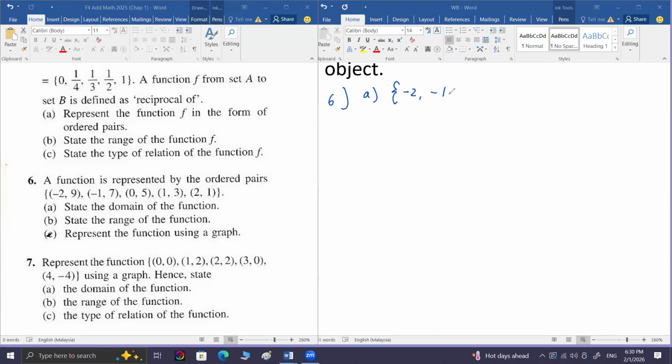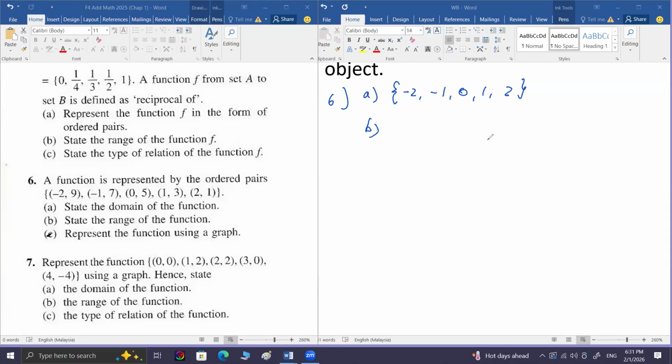-2, -1, 0, 1, 2. That is the domain. If I ask you to write the codomain, do you know how to write it? 9, 7, 5, 3, 1. But I advise you to write in ascending order, okay? Next, what is the range?